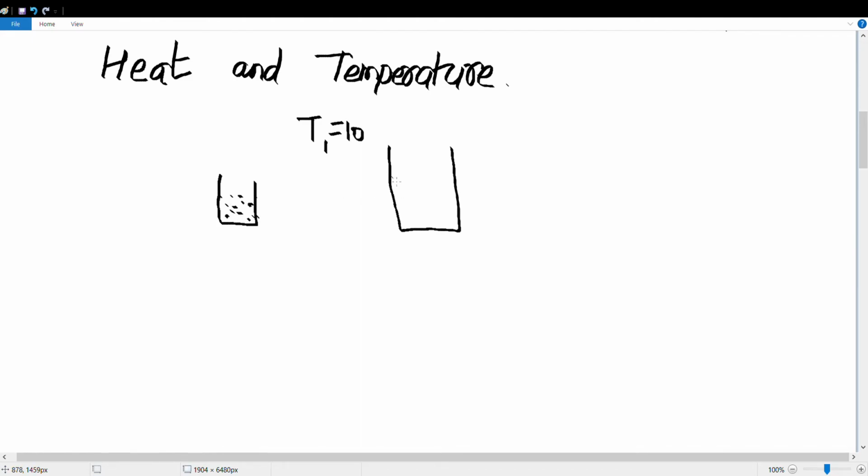Suppose these two pots contain water. This is the water which is there in this pot. Suppose 1 liter of water is contained in the first pot and 10 liters of water is contained in the second pot. Now with the help of a burner, suppose this is the burner, heat is provided. This is another burner and the heat is provided to the water in these two pots.